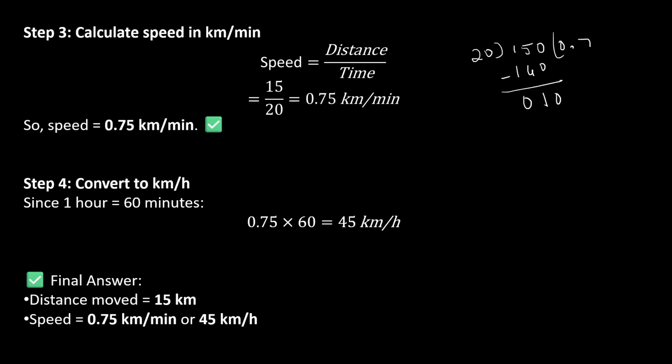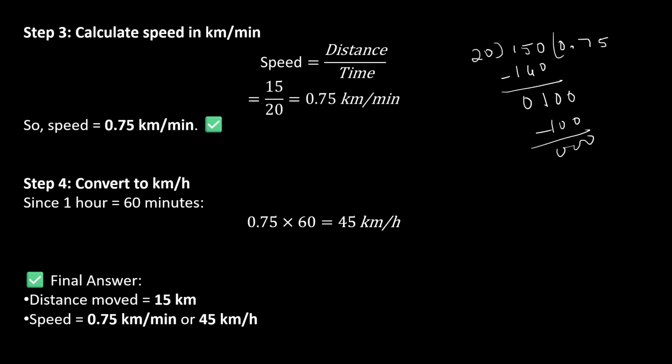Decimal point is here. That's why I can take one more 0 with the help of that. Initially I took a decimal point. That's why it is 100 now. 2 5s are 10. That's why 25s are 100. Subtract these two, you get 0. That's why it is 0.75 kilometer per minute.